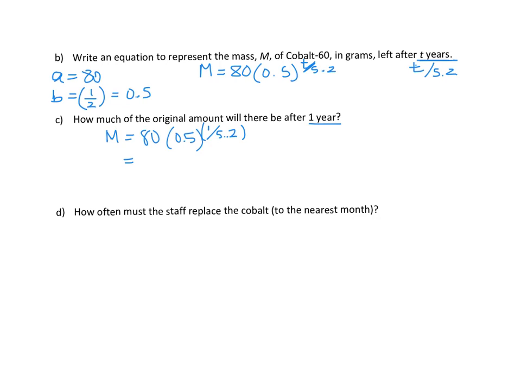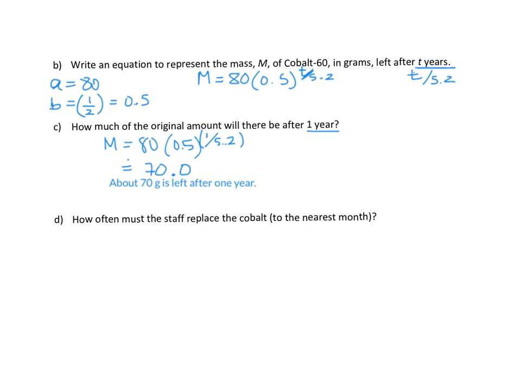That gives me 0.8752, yada yada, and then I'm timesing that by 80, and my yada yadas are just a bunch of other decimal places after that. So that gives me about 70 grams. There are some other digits after that, but about 70 grams would be left after 1 year. All right, now how often must the staff replace the cobalt to the nearest month? So time is in years, so we're going to need to take that to a decimal place or 2 to be able to come up with the months amount.